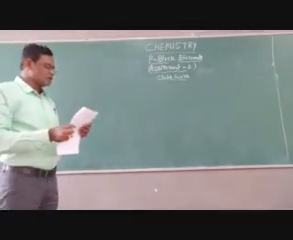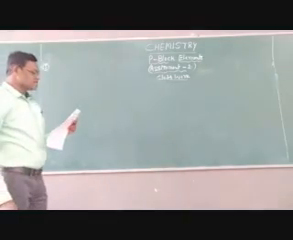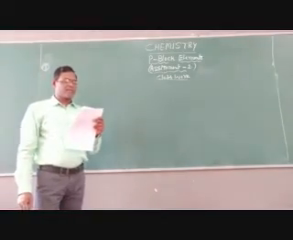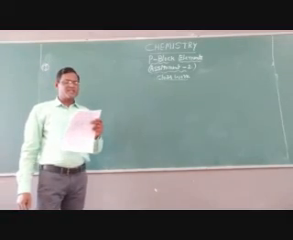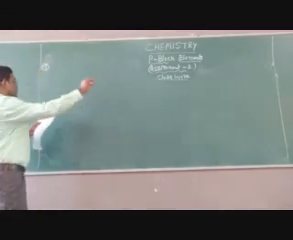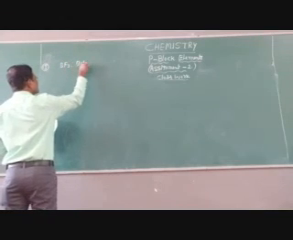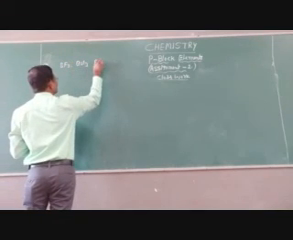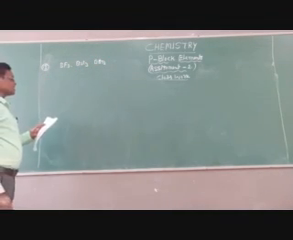Children, next goes to question number 13. The tendency of BF3, BCl3, BBr3 to behave as Lewis acids decreases in the sequence. So here, what are given? BF3, BCl3 and BBr3. In this tendency, which is more Lewis acidic in nature?